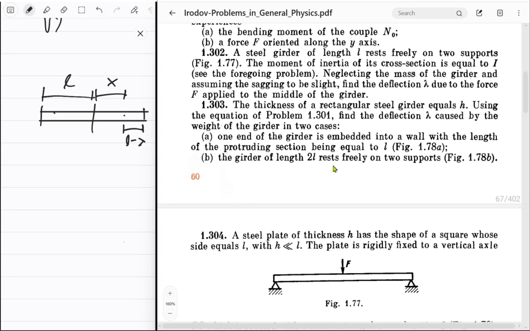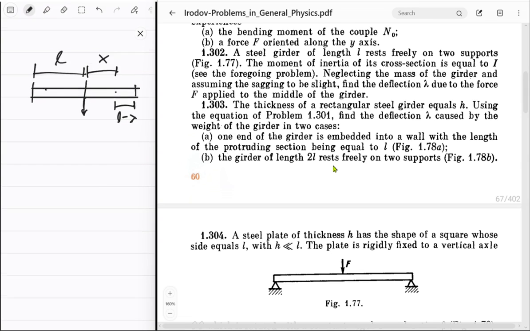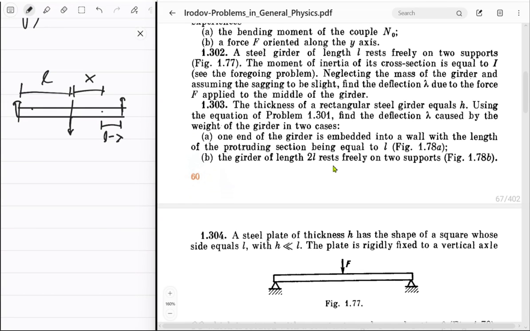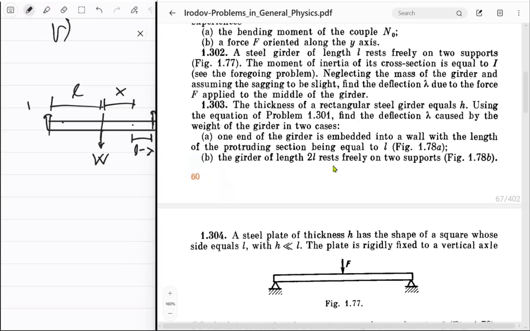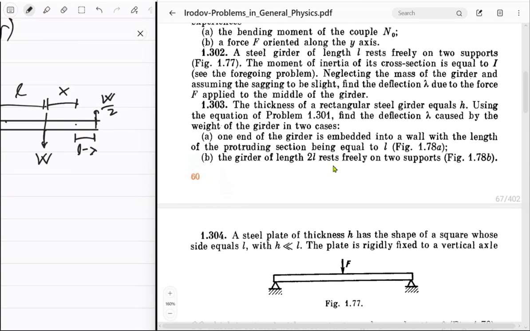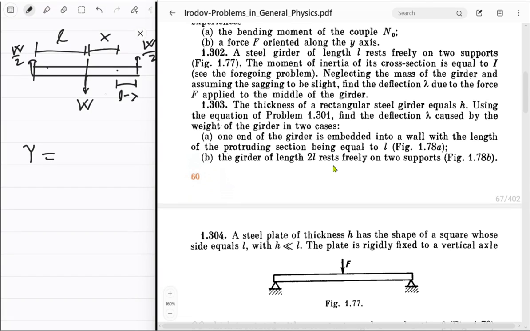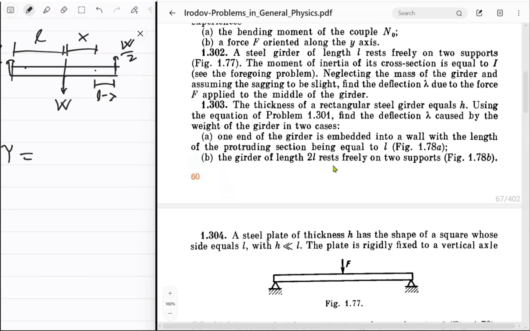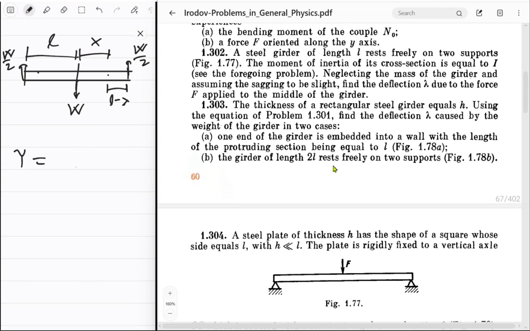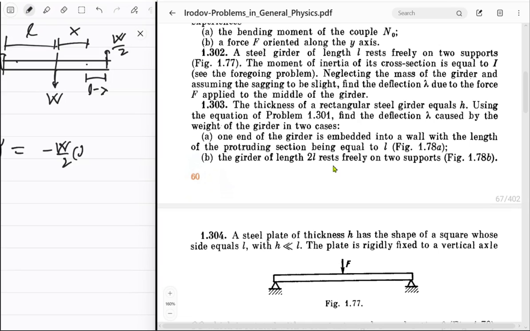With respect to this particular point, what's the torque? You have gravity acting, you have this force and that force. Let's call this W, this is W upon 2, and we'll figure out what W is later. First, just do this. What's our tau? We always take our torque to be clockwise, so let's do the same here, and if something goes wrong, we'll figure out the signs. This one is anti-clockwise, so it's negative: negative W upon 2 times L minus x.